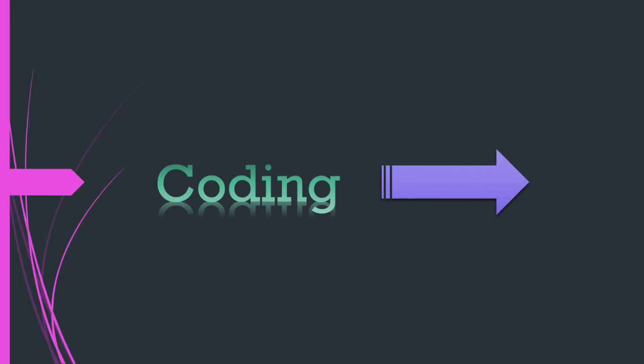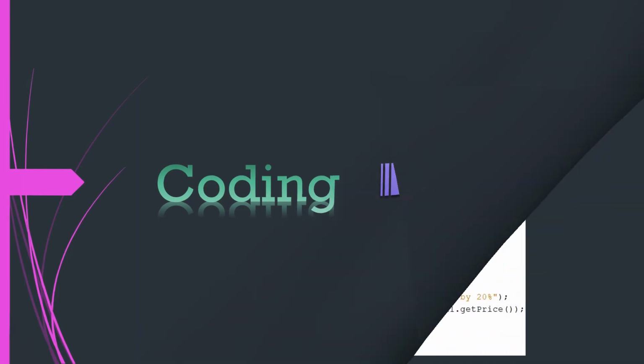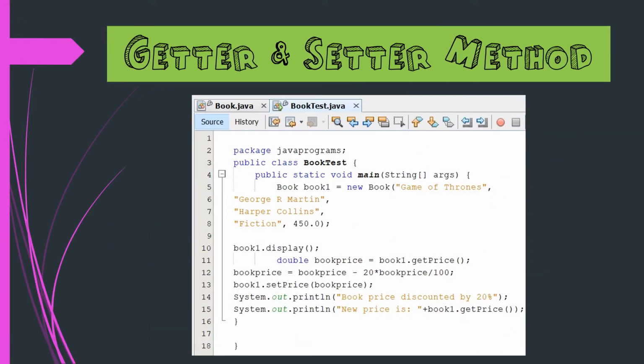So now let us see the whole coding. This is the coding that you have to do in the book test class. This part of coding we have already discussed in our previous video. In this part of coding that we have just discussed, we are using the getter method and the setter method for accessing the price data member from the book class, which is a private data member. The price data member belongs to book class and it is a private member. That is why we have to use the getter and setter method.